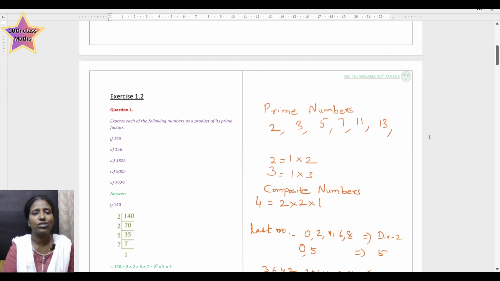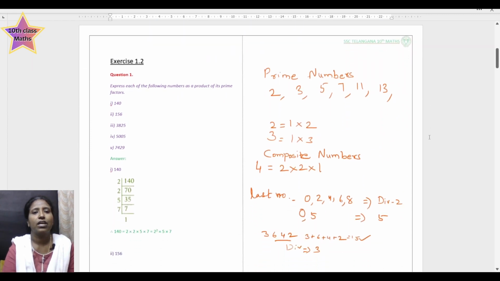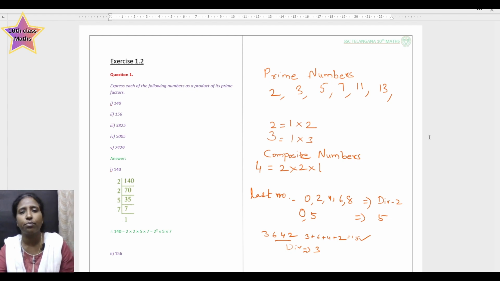In exercise 1.2, the first question is: express each of the following numbers as a product of its prime factors. So firstly, let us know what prime numbers are. Prime numbers are 2, 3, 5, 7, 11, 13, 17, 19, 23. All these are prime numbers. What exactly are prime numbers? Prime numbers are those numbers whose factors are either 1 or the same number.